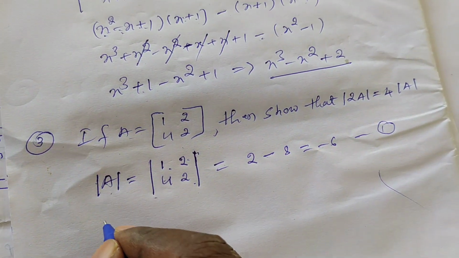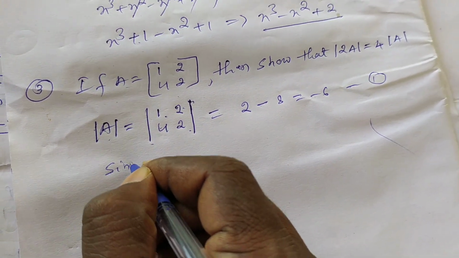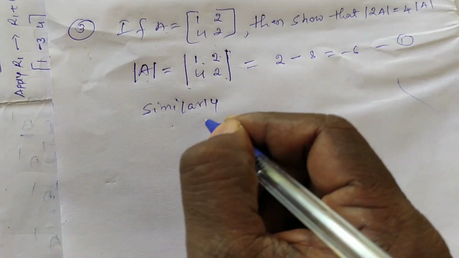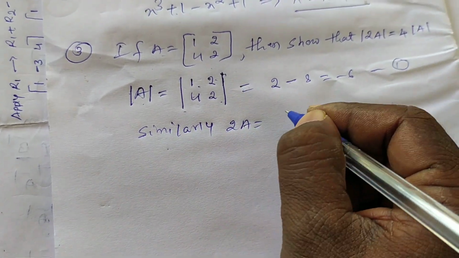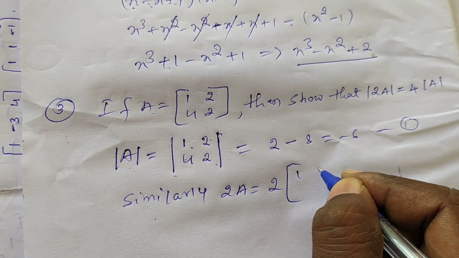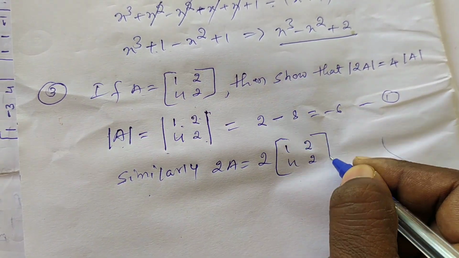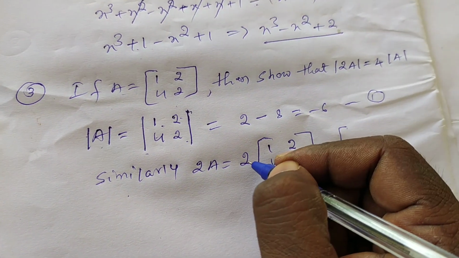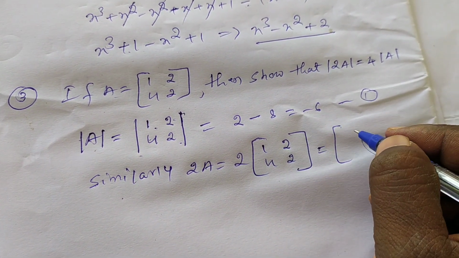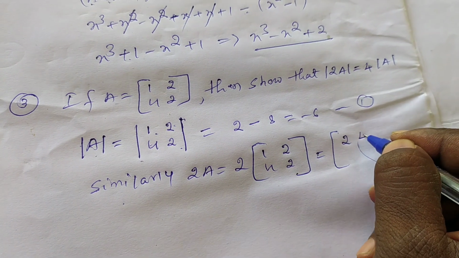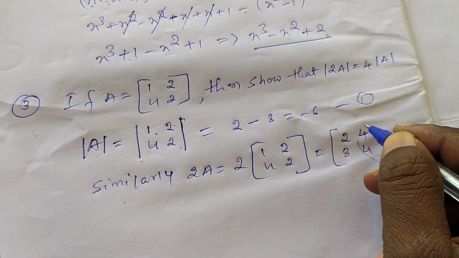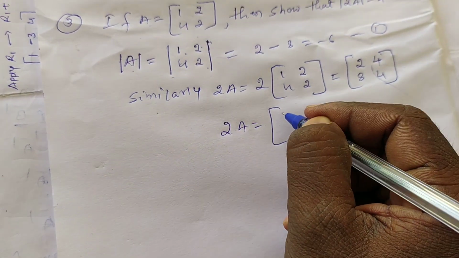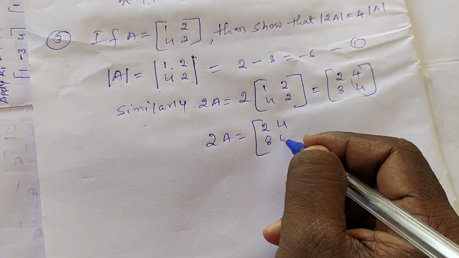Similarly, find 2A. 2 into A, where A is 1 2, 4 2. That is equal to, multiply the constant with all the elements in the matrix. 2 into 1 is 2, 2 2s are 4, 2 4s are 8, 2 2s are 4. So 2A is equal to 2 4, 8 4.